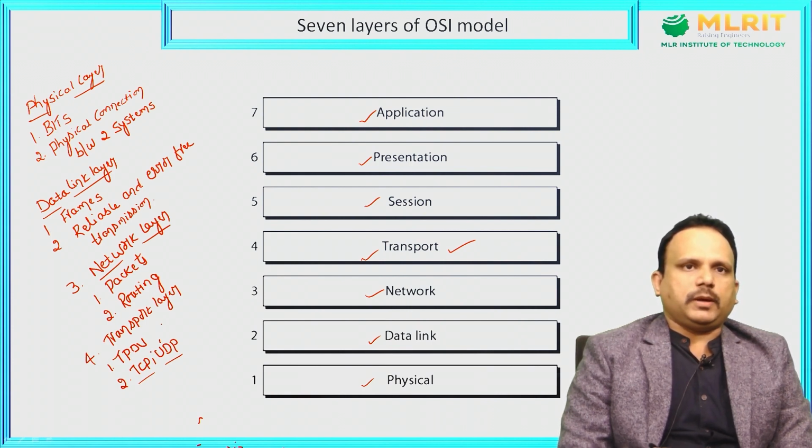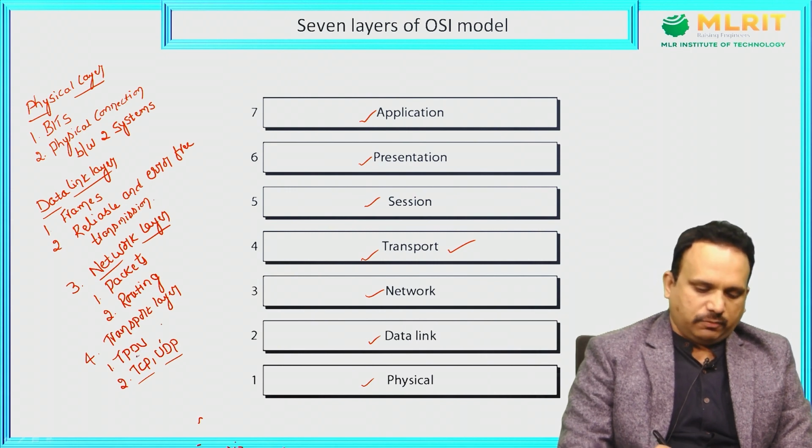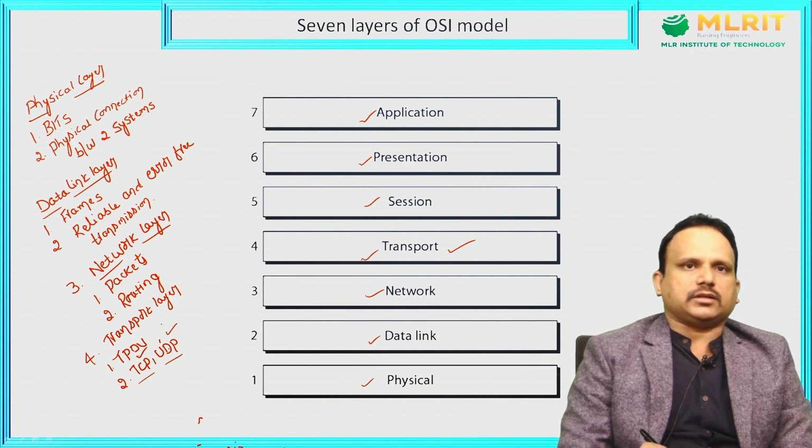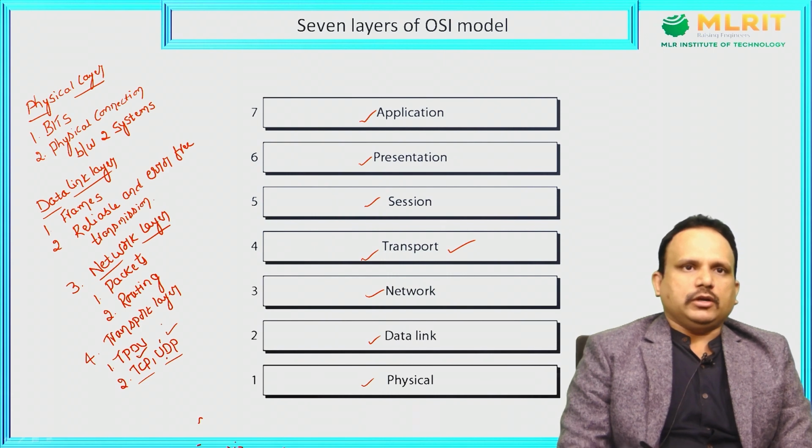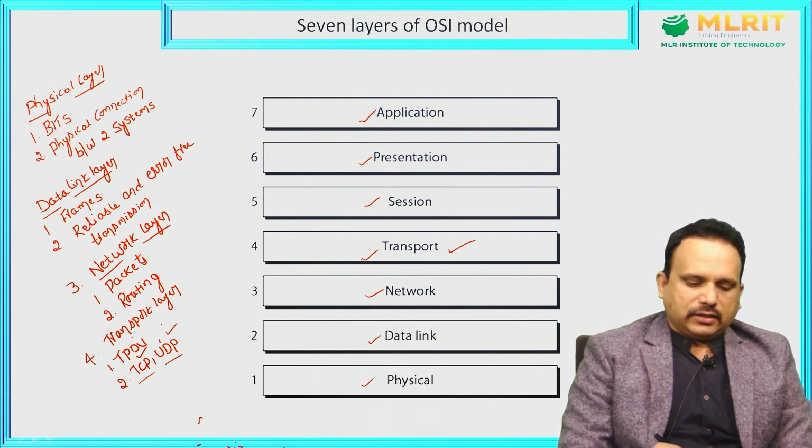So TCP means Transmission Control Protocol, UDP means User Datagram Protocol, and the best example for a connection-oriented protocol is TCP, and the best example for a connectionless protocol is UDP. So this is how the data is transmitted in the transport layer.